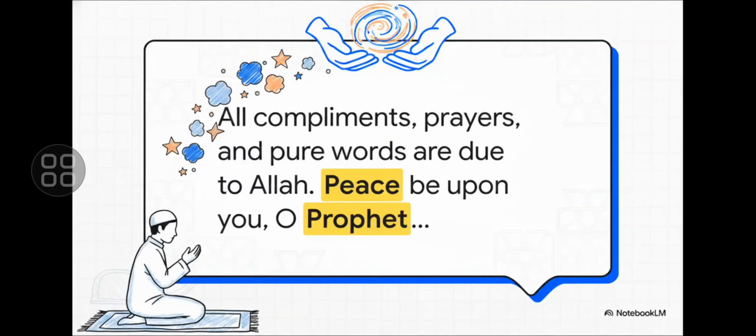It translates to, "All compliments, prayers, and pure words are due to Allah. Peace be upon you, O Prophet, and the mercy of Allah and His blessings." This recitation actually represents the dialogue of reverence and peace that was purportedly exchanged during the Prophet Muhammad's heavenly ascension. Both the physical act of sitting for this phase and verbally reciting this text are indispensable pillars of the prayer.